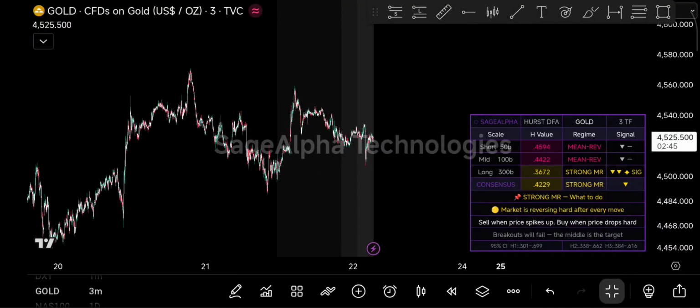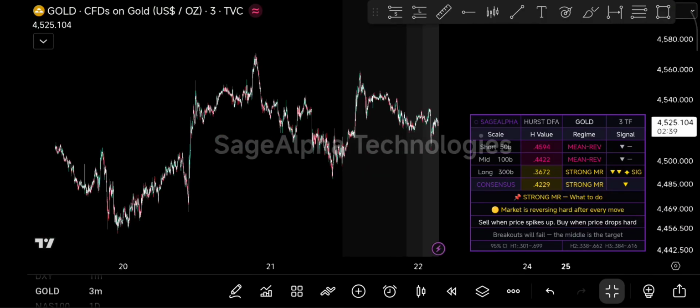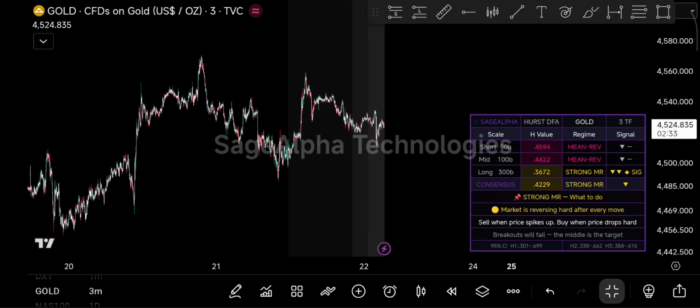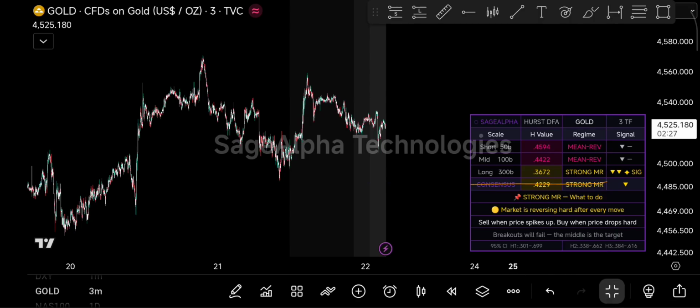Everyone, this is an educational video for explaining how the tips on the indicator give us good insights into what the price is currently doing. It says here on the long, that's 300 bars, strong mean reversion. For strong mean reversion here, and the short and mid is mean reversion. So that means the price is mean reverting against the current trend.